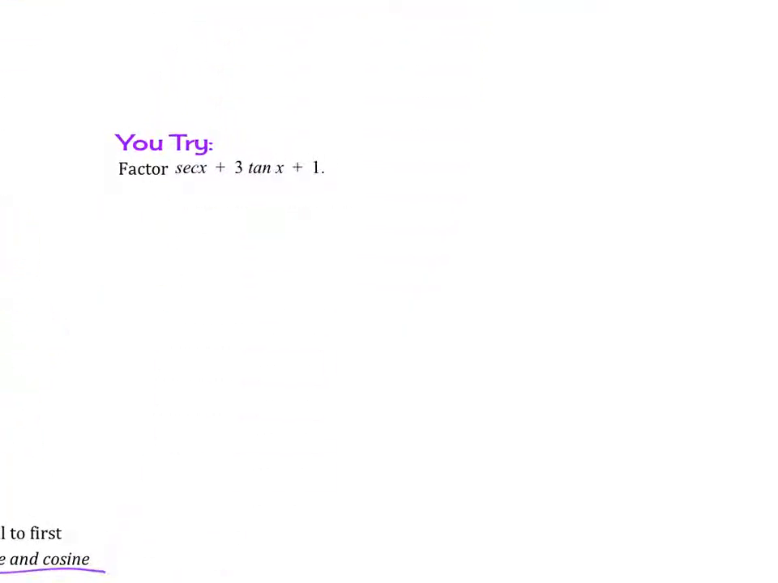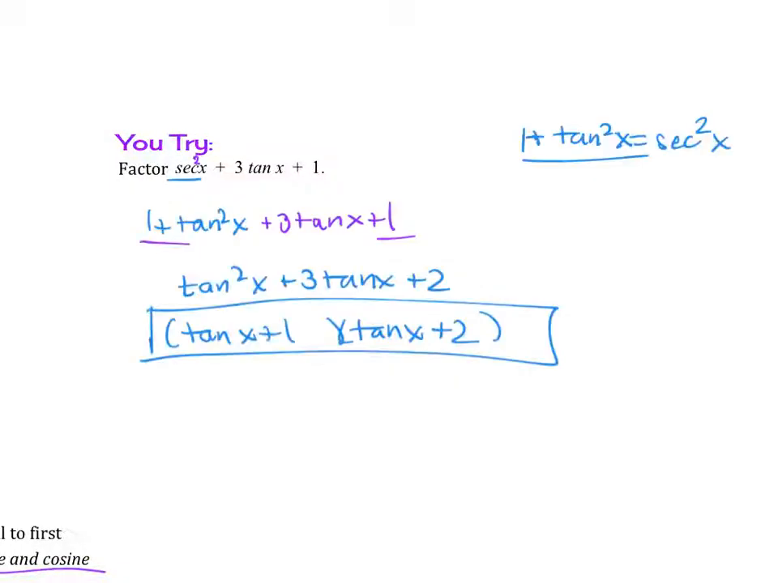So try this example here. Factor. This should be secant squared of x plus 3 and tangent of x plus 1. So try this out. You have to change 1 plus tangent squared of x to secant squared of x, substitute, and then simplify and combine like terms, 1 plus 1 is 2. So you get tan squared of x plus 3 tan of x plus 2, and then you go ahead and factor it, and so you should have this factorization at the end.